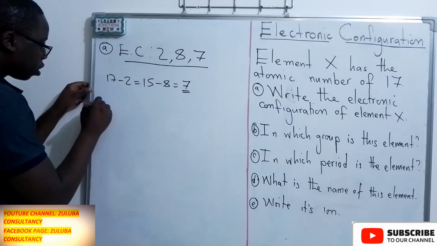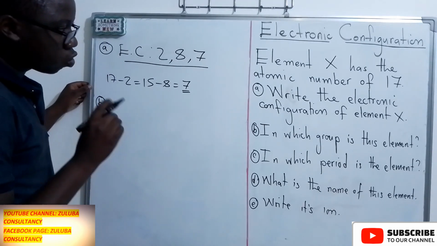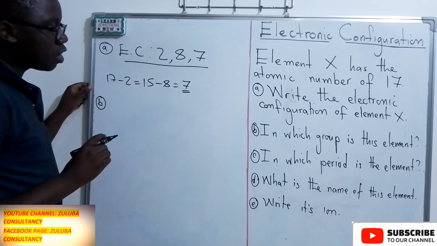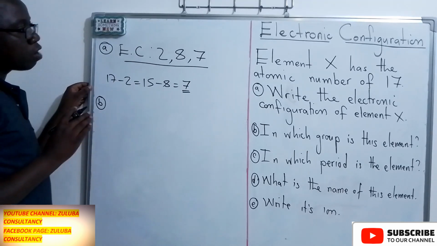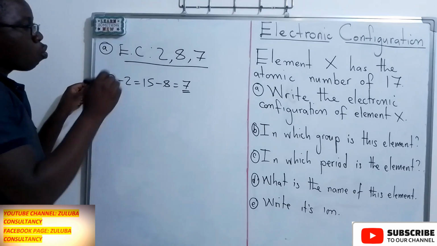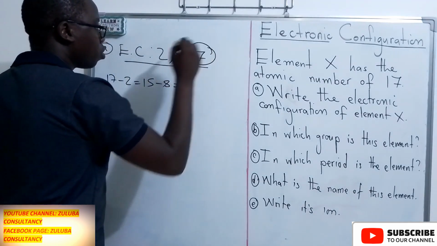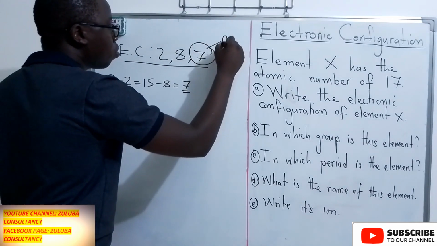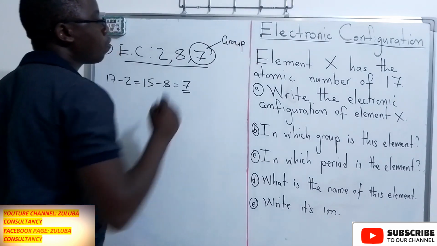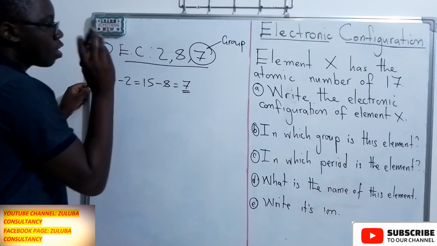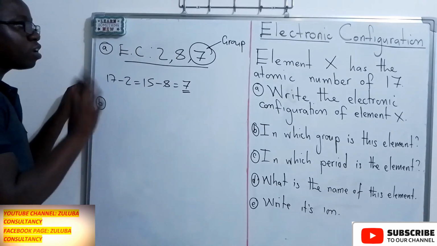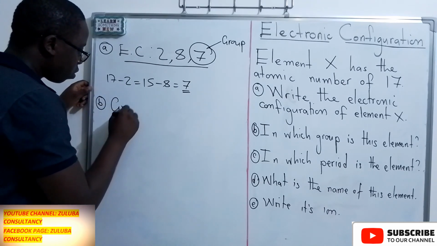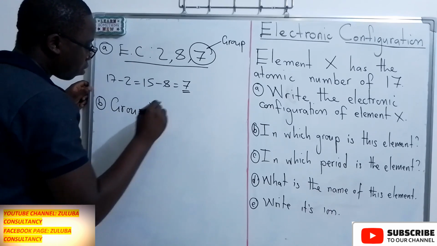The second question is asking us to identify the group in which this element is. Now, for us to identify the group, we use the valence electrons. The number of electrons in the outermost shell gives us the group of an element. In this case, this element has 7 electrons in the outermost shell, so this means it is in group 7.